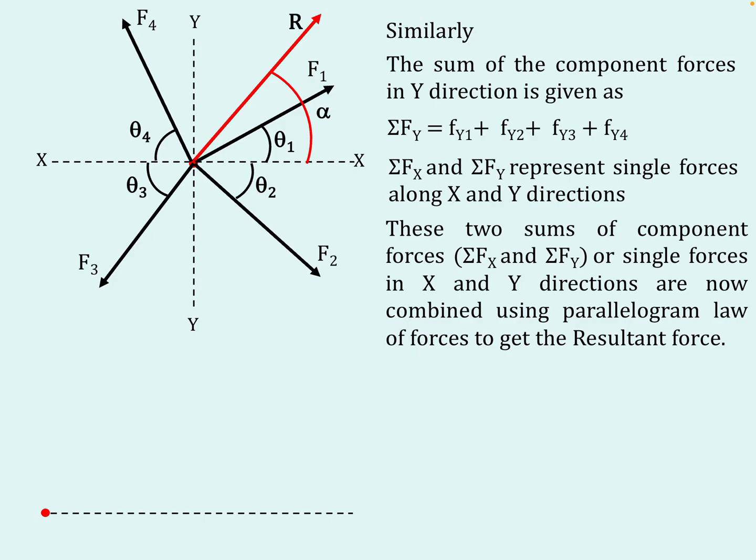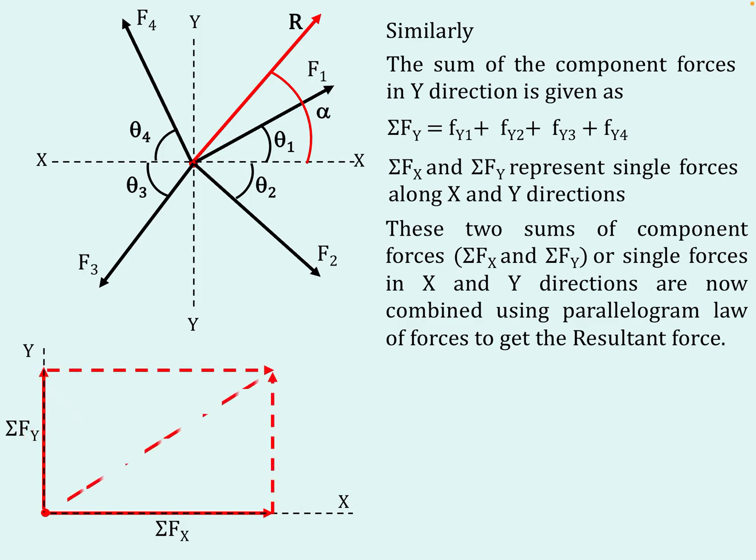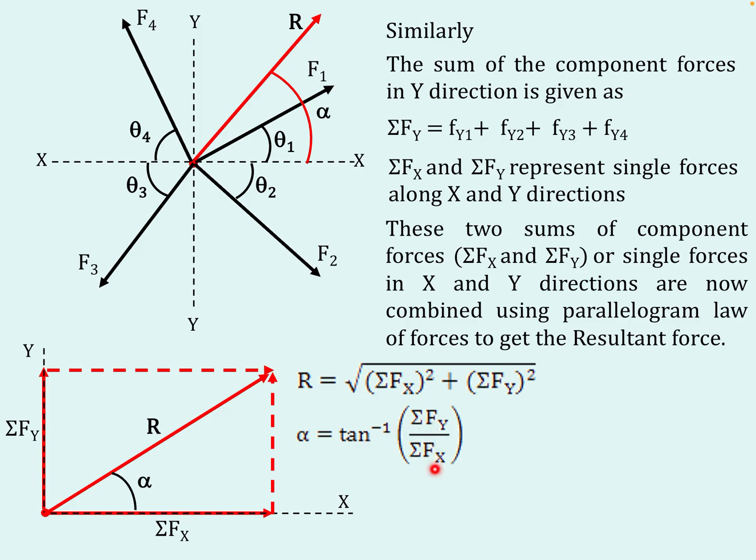So sigma Fx represents one single force in the x direction, and sigma Fy represents the single force in the y direction. To get the resultant of these two, I can construct a parallelogram with these adjacent sides, and the diagonal through the same point is nothing but the resultant, making an angle alpha. To get the value of alpha, we use the general equations for the parallelogram law. Here R is nothing but the square root of sigma Fx squared plus sigma Fy squared, and alpha is nothing but tan inverse of sigma Fy by sigma Fx. So this is the general procedure.